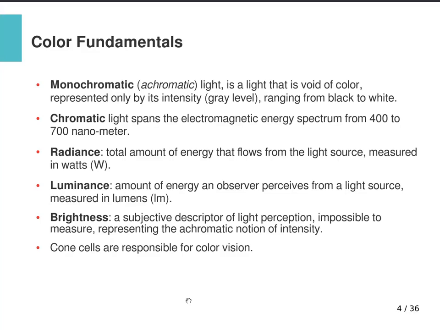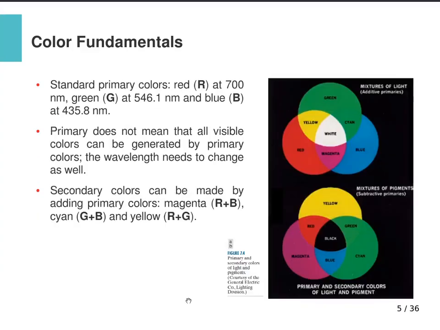And also, if you remember from the earlier lectures, we said that in the human visual system, cone cells are responsible for color vision, and we have three different cone cells for red, green, and blue colors. So now based on that, let us define primary colors and secondary colors. So standard primary colors of light are red at 700 nanometers, green at 546 nanometers, and blue at 435 nanometers.